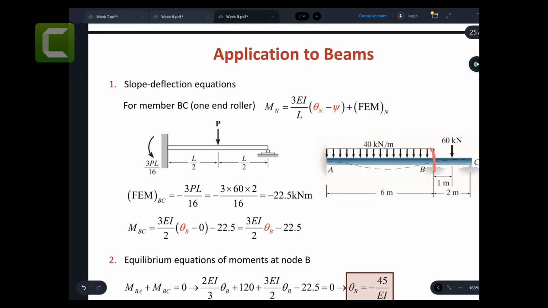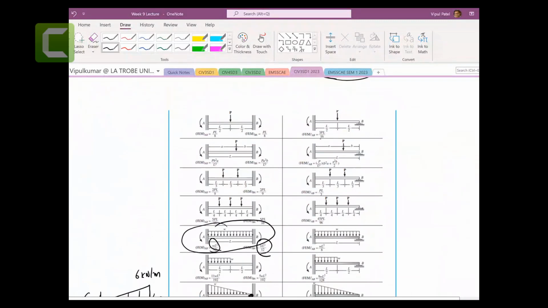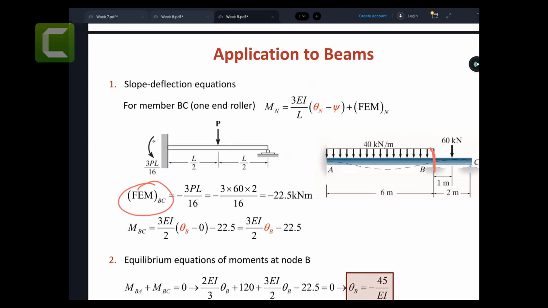Now this portion is fixed, but you can't fix this C. Therefore, you remember that we have a second slope deflection equation that we can use. We can first calculate the fixed end moment for BC. You can go back here to the fixed end moment for BC. I think this 3PL on 16 looks perfect. 3PL on 16, the other side is roller, this side is fixed. These ones we put negative because it's anti-clockwise. Clockwise is positive. Therefore we put minus 22.5 kilonewton meters fixed end moment.